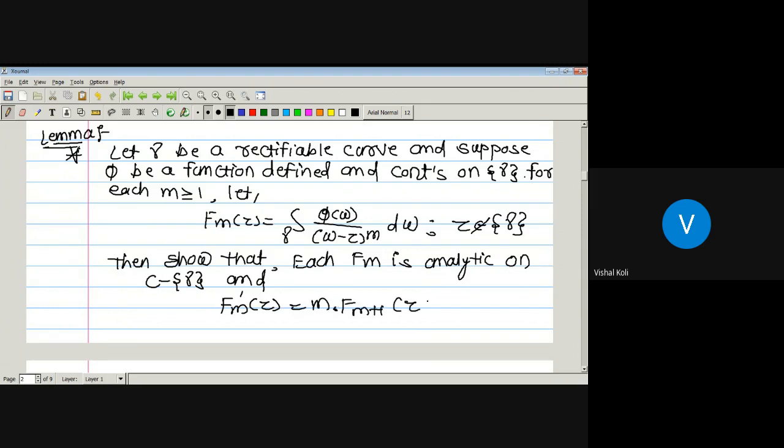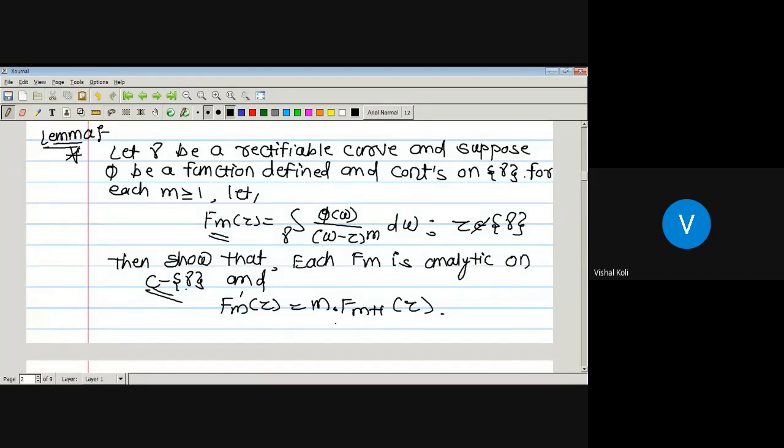Okay, so here we have given one rectifiable curve, that is, its length is finite, and there is one function phi which is defined and continuous on our trace of gamma. Then for each m greater than or equal to 1, there is one function defined fm of z which is equal to the integral over the curve gamma of phi of w divided by (w minus z) to the power m dw, where z is not a member of the trace of gamma. Then we have to prove that each fm is analytic on C minus the trace of gamma, which means for each value of m greater than or equal to 1, the given function fm is analytic on this domain, and fm dash of z is nothing but m into fm plus 1 of z.